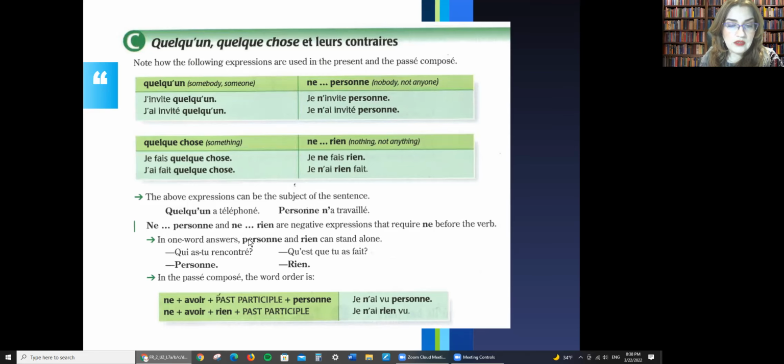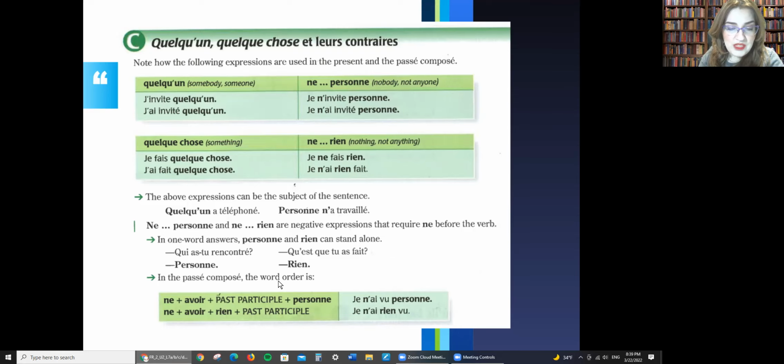In one word answers, personne and rien can stand alone, like so. Qui as-tu rencontré? Who did you meet? We learned how to ask a question with a question word and the inversion of the passé composé, right? Here we go. Qui as-tu rencontré? Personne. No one. So personne can stand alone. Qu'est-ce que tu as fait? So here we have que plus est-ce que plus subject plus verb, right? Qu'est-ce que tu as fait? What did you do? Rien. Nothing.